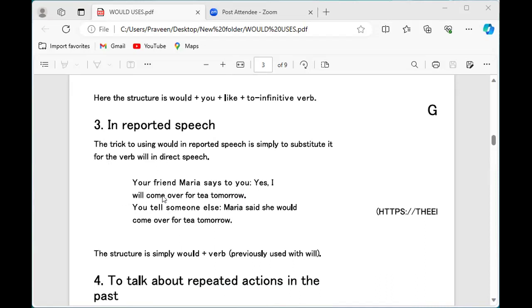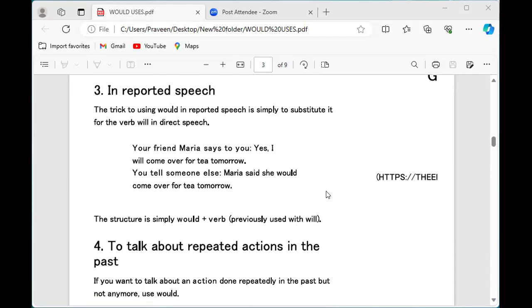Reported means what someone has said. When we want to say the same thing to another person, the sentence will change like this. Your friend Maria says to you, "Yes, I will come over for tea tomorrow." Then the same sentence becomes, when we use reported speech, Maria said she would come over for tea tomorrow. Here says has become past. That is how we have to say it.